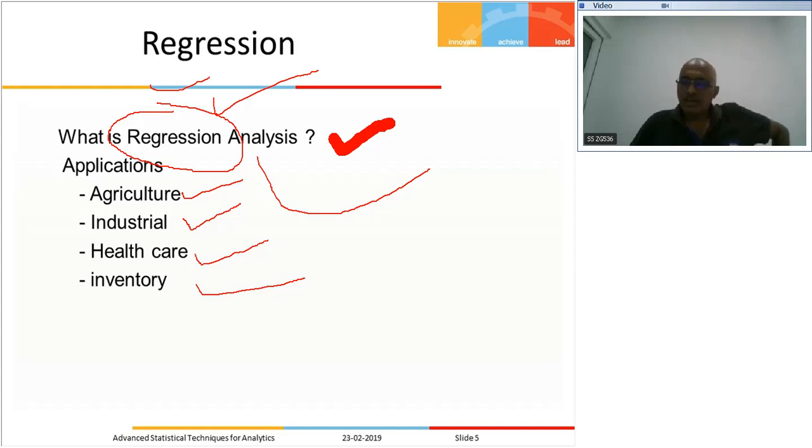So any inputs or any thoughts, any of your own observations that you had with respect to applications of this? Is it fine now, or is the voice clear?